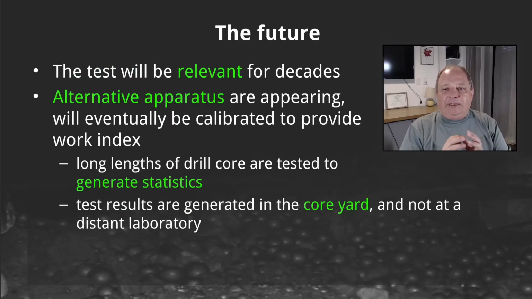The future of the test, I think this test is going to be relevant for decades. Now, having said that, there are some alternative apparatus that are appearing and that will eventually be able to be calibrated to provide work index numbers. And I think one of the things we're going to see in the industry in the near future is more use of statistics and a large number of these low reliability determinations by things other than a full Bond ball mill test.